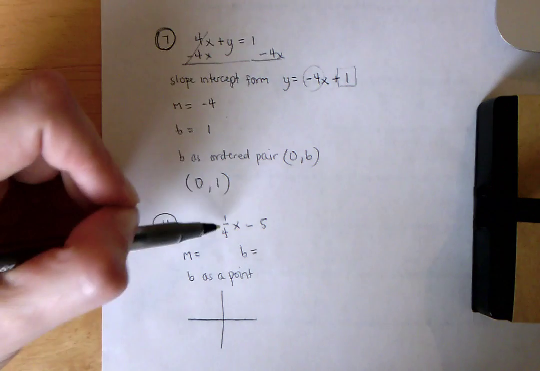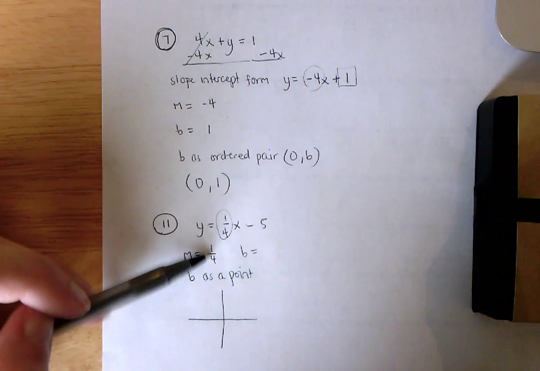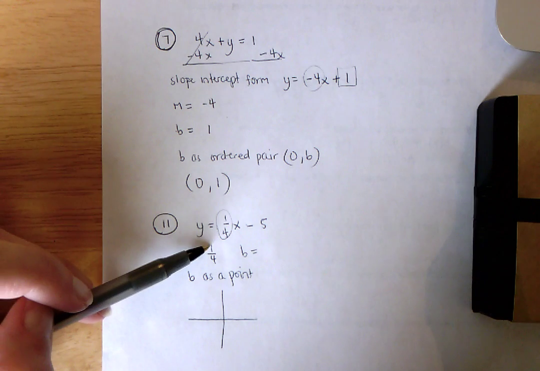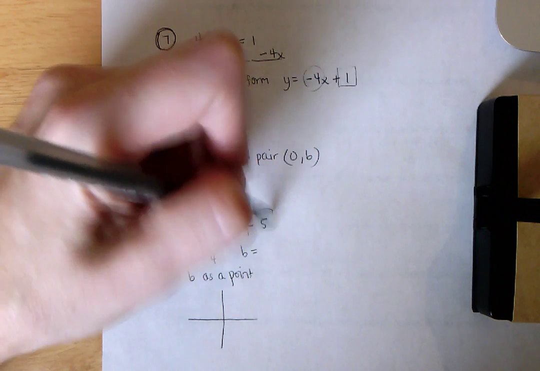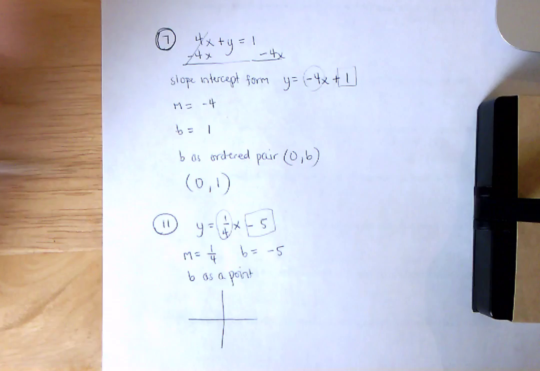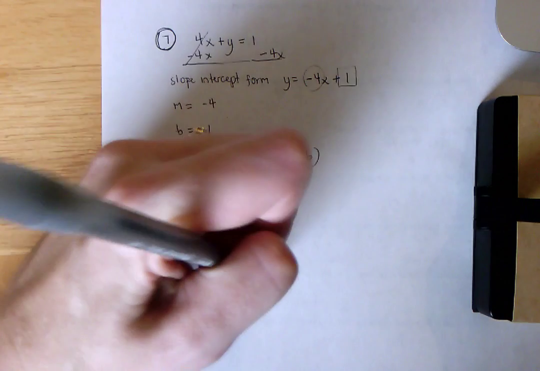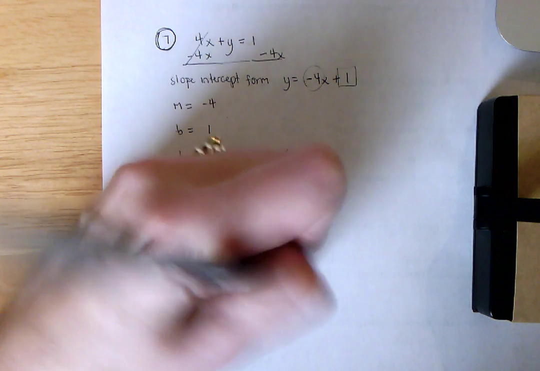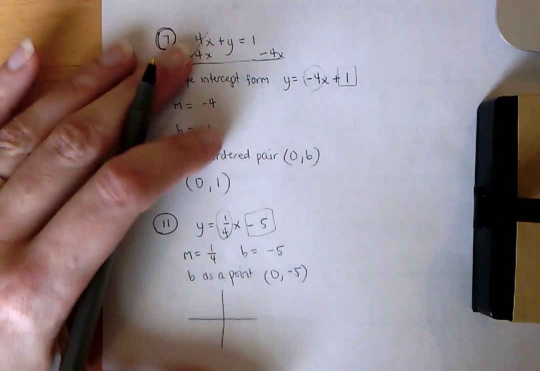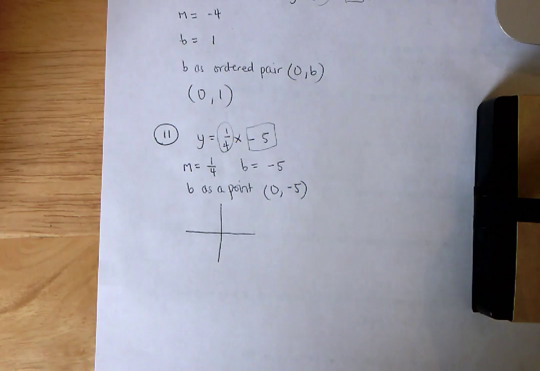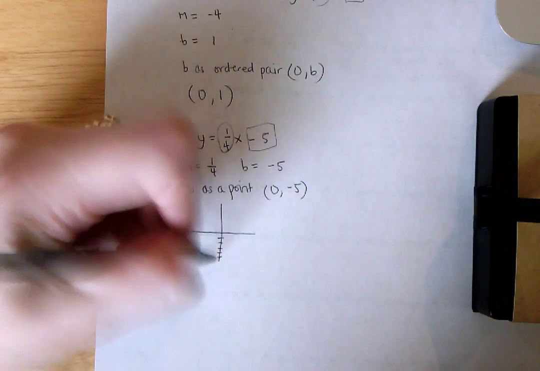So remember, the number out in front of the x is your slope, so that's 1/4. It's already written as a fraction in this case, it's telling you to go up 1, right 4. Okay, and then b is actually this number right here, it's -5. And so b is a point, remember 0, b, so 0, -5. So that tells me that when I graph this, I need to start down at -5. So 1, 2, 3, 4, 5. So I'm going down 5, and I'm going to put a point there.